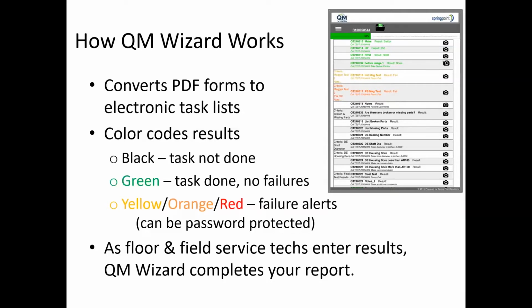And you can see that we have different color codes. The black means the task hasn't been completed yet. Green means the task has been done and there was no out of tolerance, failure, or anything like that. And then you'll see some in colors there. We color code by yellow, orange, or red, depending on the severity level that you set up.